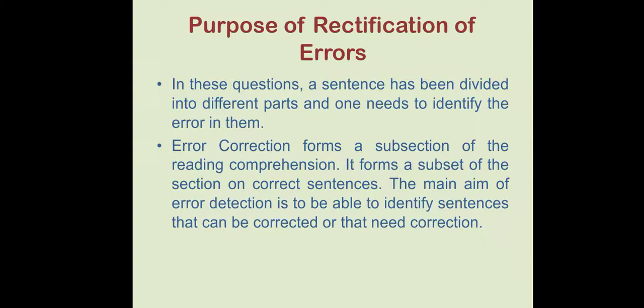Error correction forms a subsection of the reading comprehension. It forms a subset of the section on correct sentences. The main aim of error detection is to be able to identify sentences that can be corrected or that need correction.